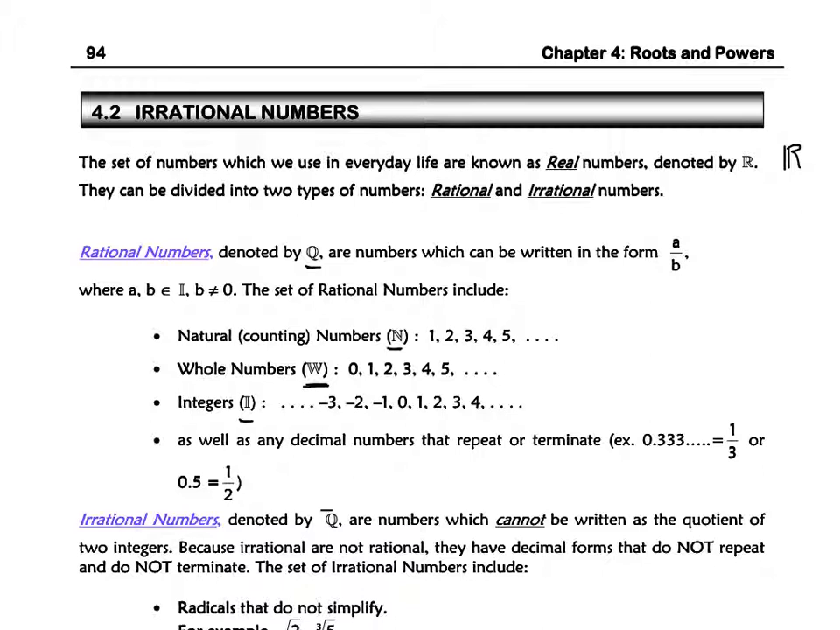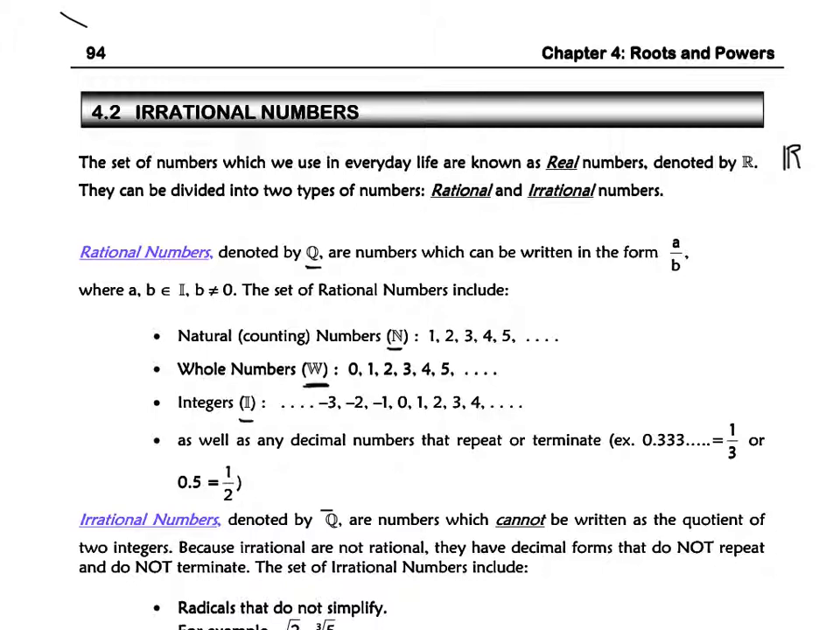Also included within the rational numbers are decimal numbers which can terminate, for example, like 0.5, because that's 5 over 10 or a half, and decimals that have a repeating pattern. For example, 0.3333 can be written as 1/3.